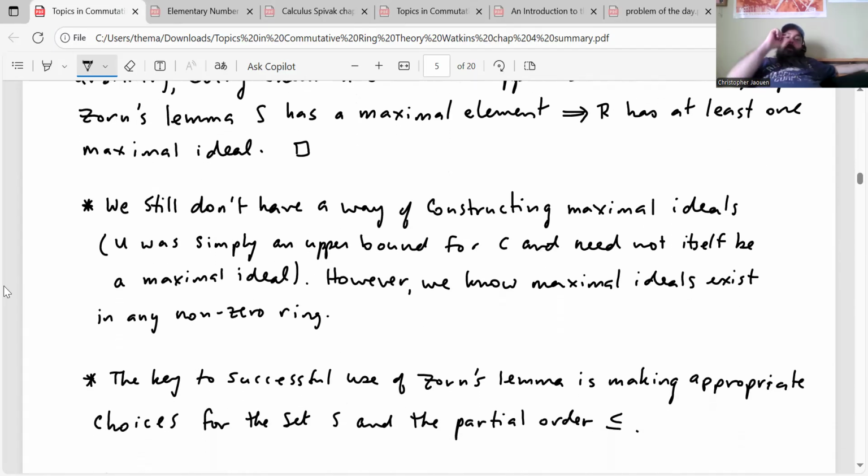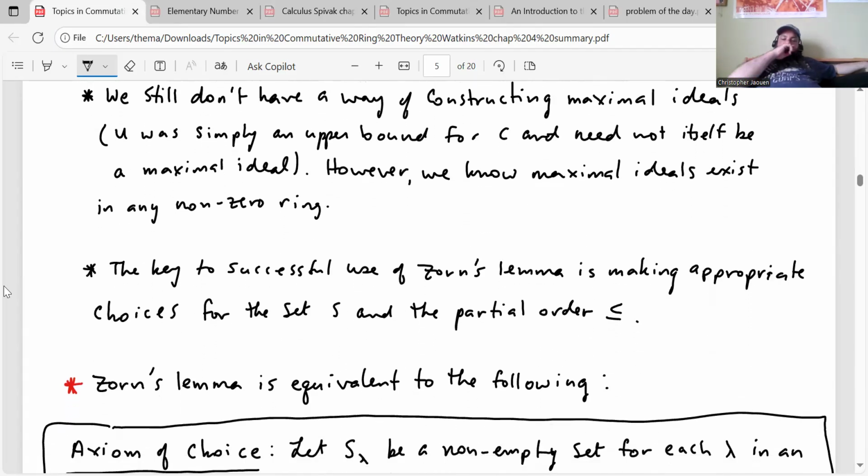Okay, we still don't have a way of constructing maximal ideals. Remember, from the proof that we just talked about, U is simply an upper bound for C and need not itself be a maximal ideal. However, we know maximal ideals exist in any non-zero ring by the theorem we just proved. And just a bit of advice the author gives us: the key to successful use of Zorn's lemma is making appropriate choices for the set S in the partial order.